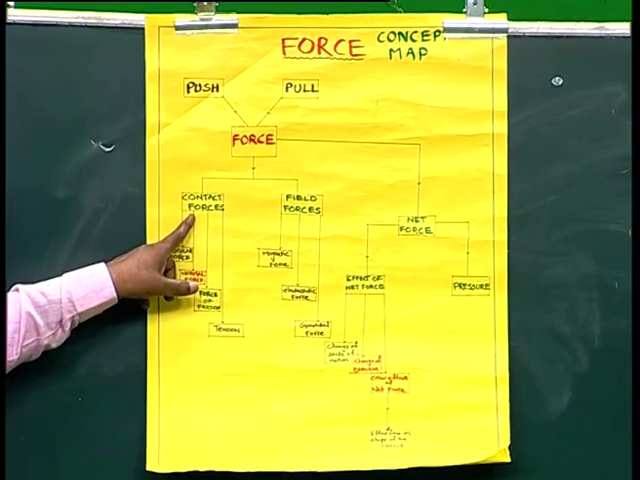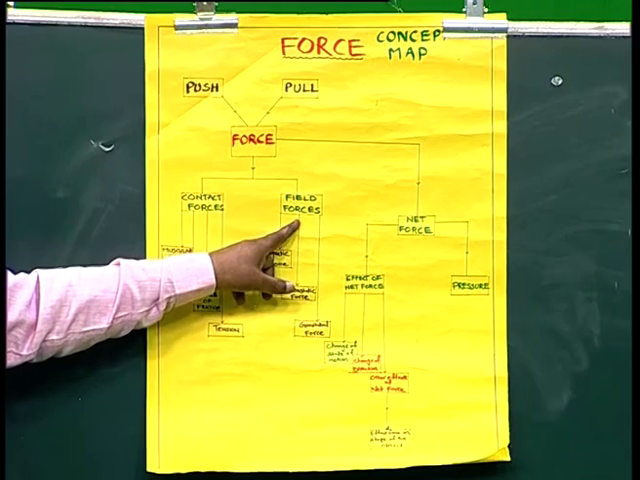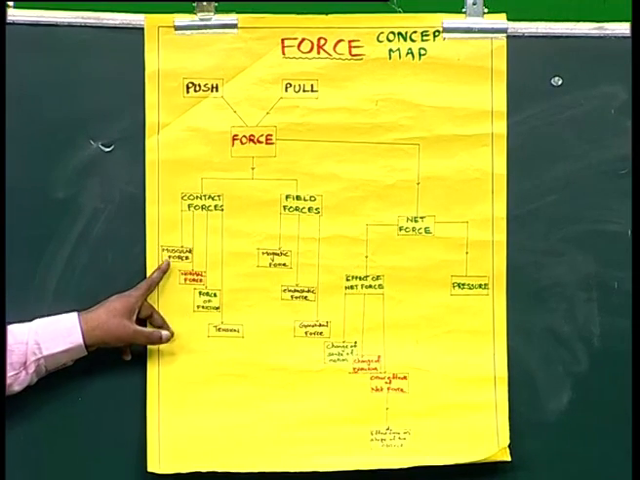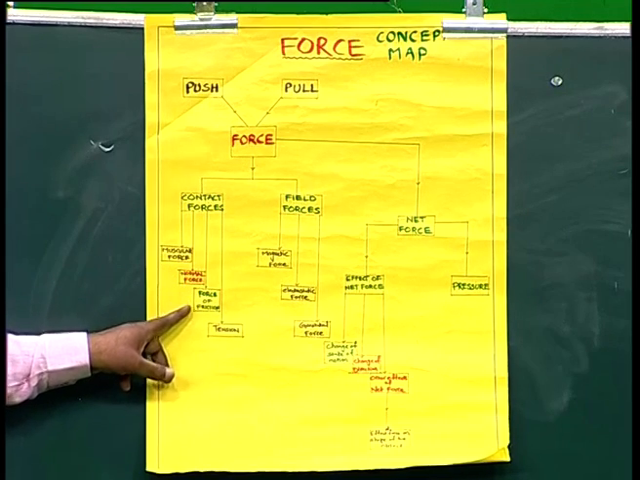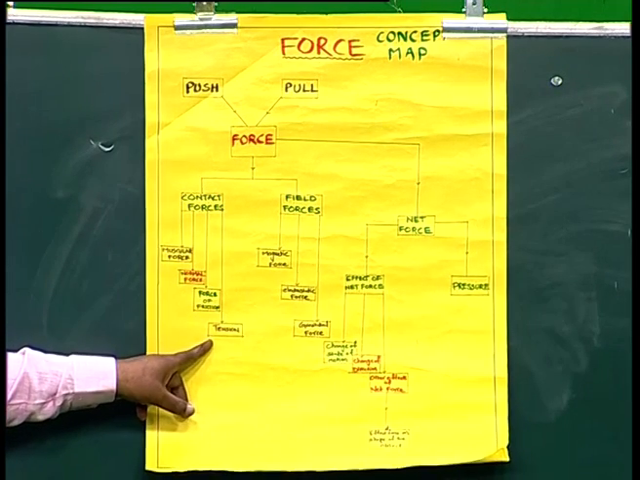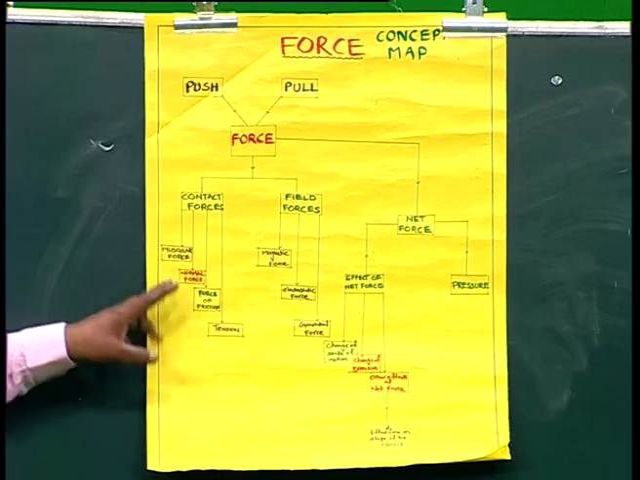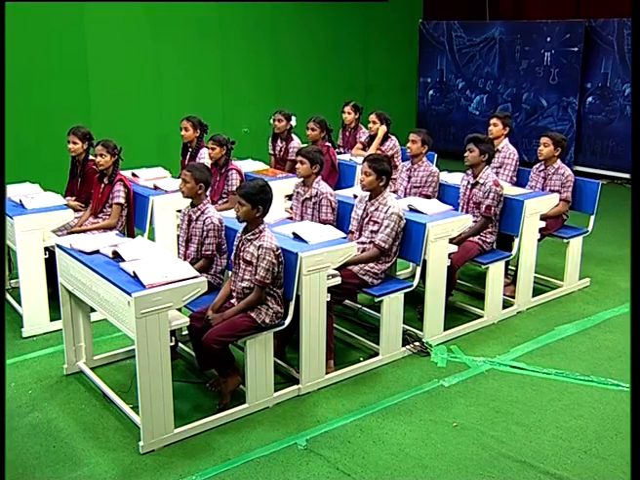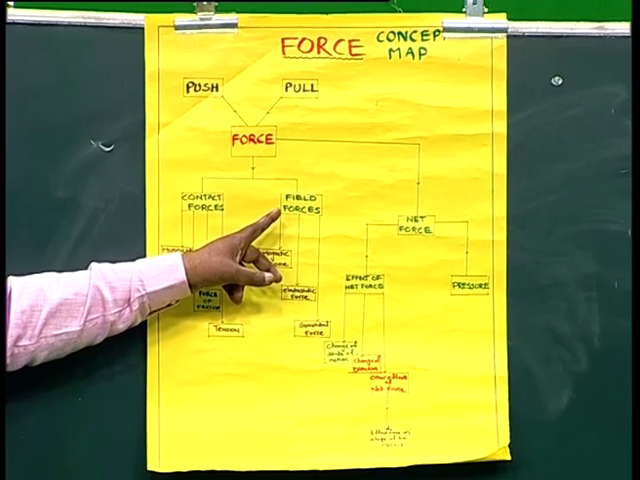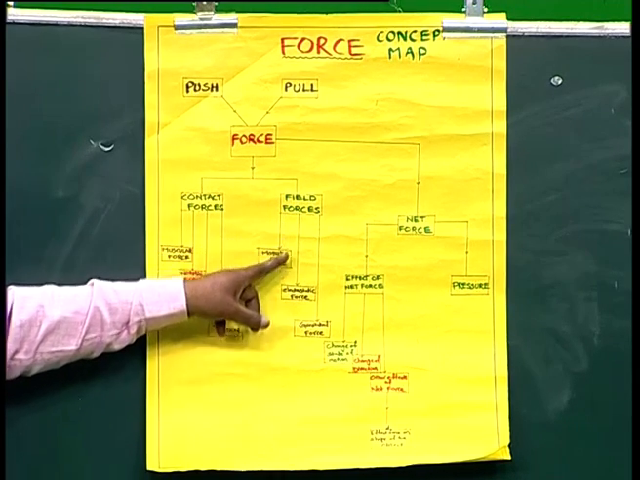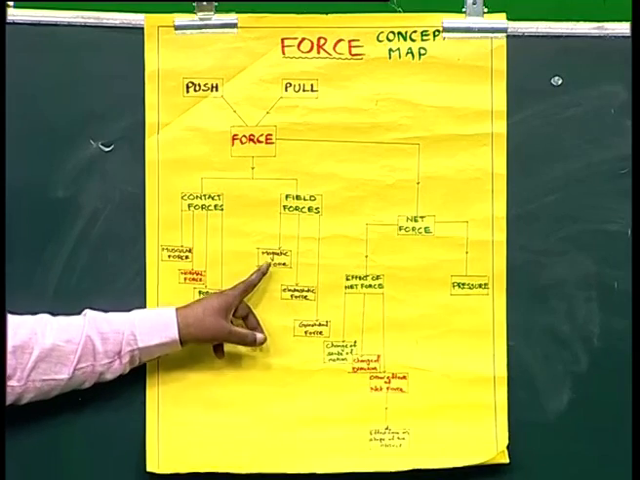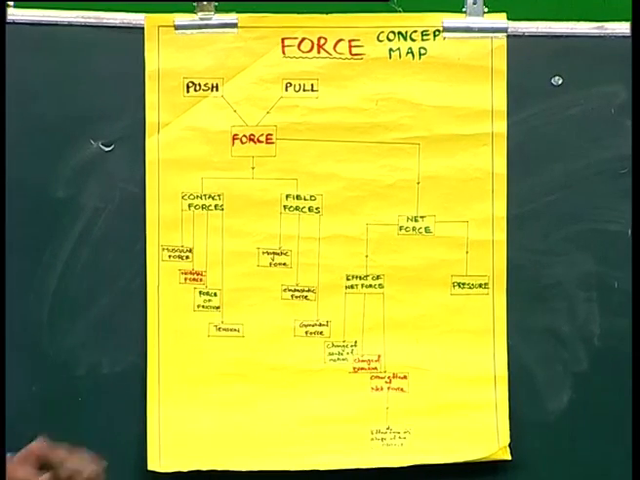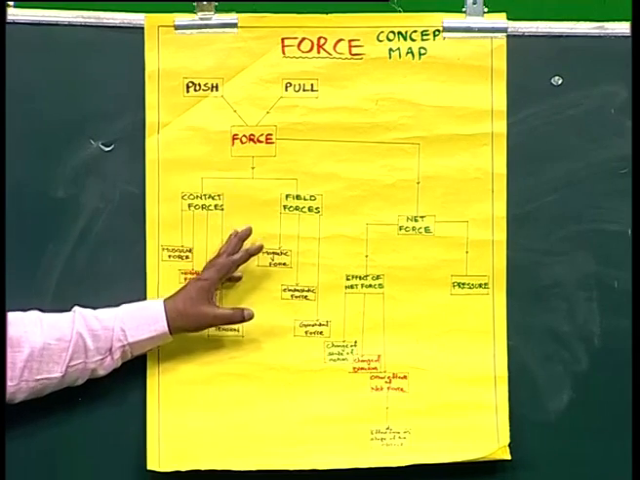One is contact force, the other is field force. What are the contact forces we have? Muscular force, normal force, force of friction, tension force. So there are four types of contact forces. And after that, field force, which we call force at a distance. Among field forces, we have magnetic force, electrostatic force, and gravitational force. These three types of field forces are there.